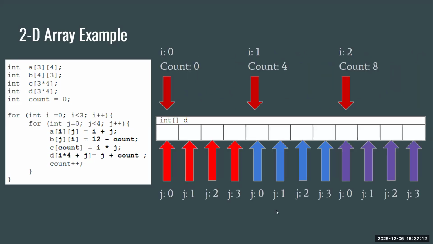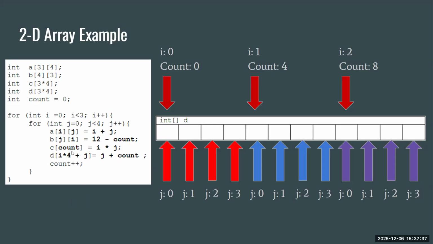Okay, we'll move on to the last array. For this one, it might seem a little tricky from the index that's doing i times 4 plus j, but we'll see what that's doing. It's just a fancy way of indexing through the array one at a time.